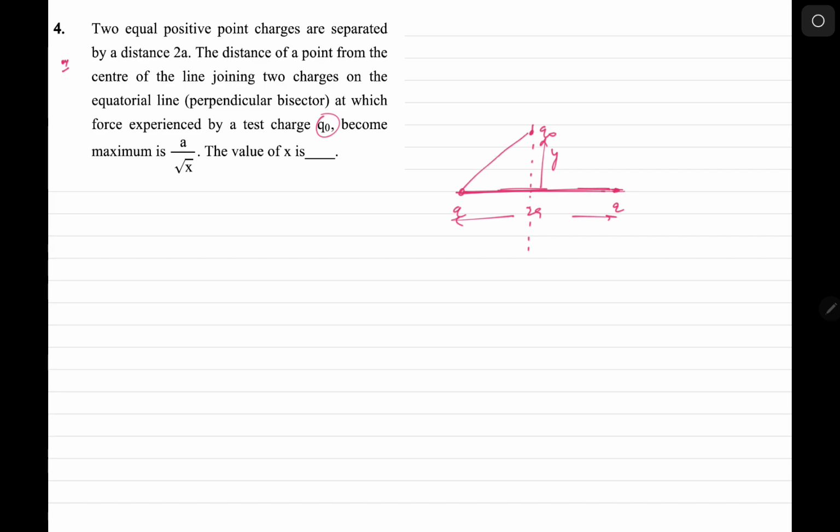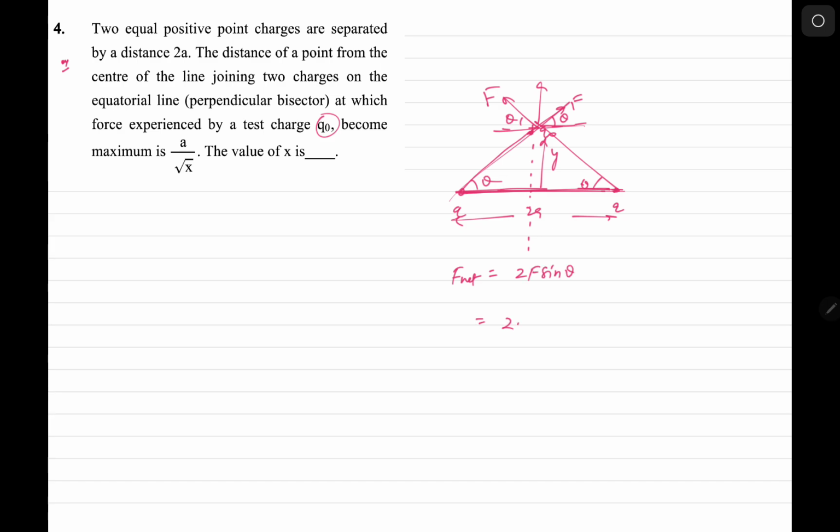So q naught will apply force in this direction F, and this q will apply force in this direction F. This is theta, and this will be theta. You can see the angle, these are like parallel lines. So F cos theta will be cancelled. The only net force we'll consider is the vertical one, 2F sin theta.